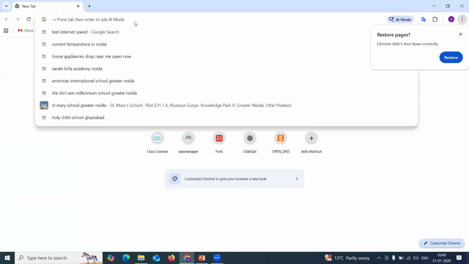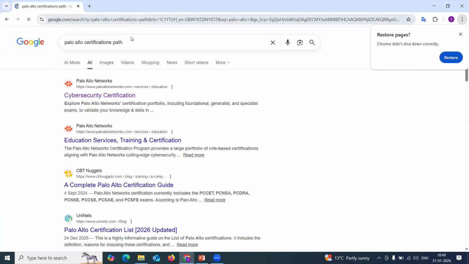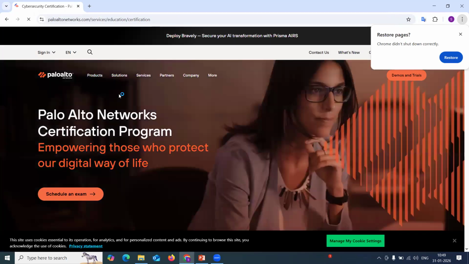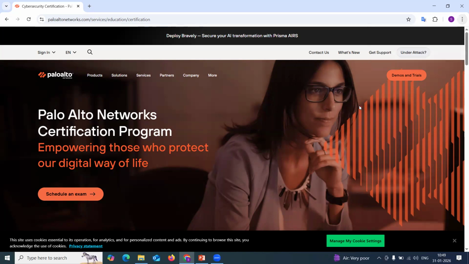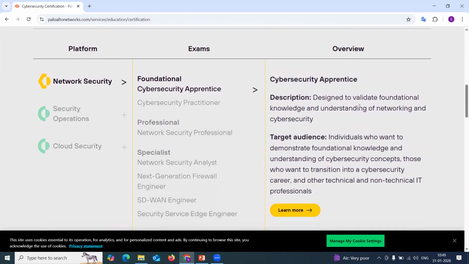You can go to Google and search Palo Alto certification path. You can type like this, and the first result will show you cyber security certification. It's not only about cyber security. Now, cyber security has become a fancy word which is used by almost all the organizations. Now, here on this website you can see we have three things.